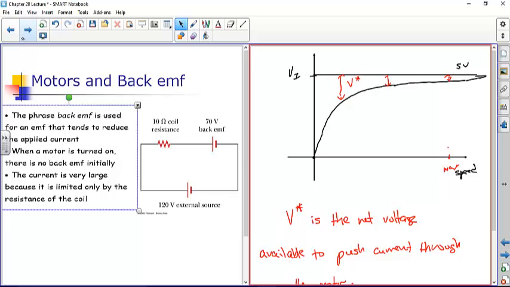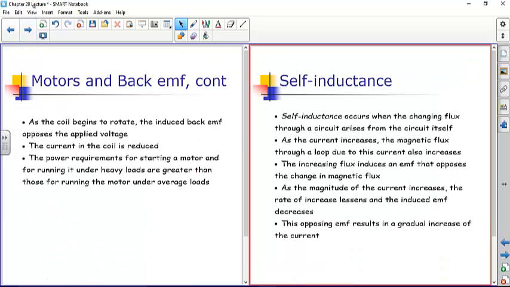Now if you apply load to that motor, it's going to slow down because you need more voltage, hence current through the motor, to create the torque to keep the motor running. Okay, so that's in the case where you have a coil of wire that's spinning and creating a changing magnetic flux, because you're changing the area of the loop, which is used to define the magnetic flux.